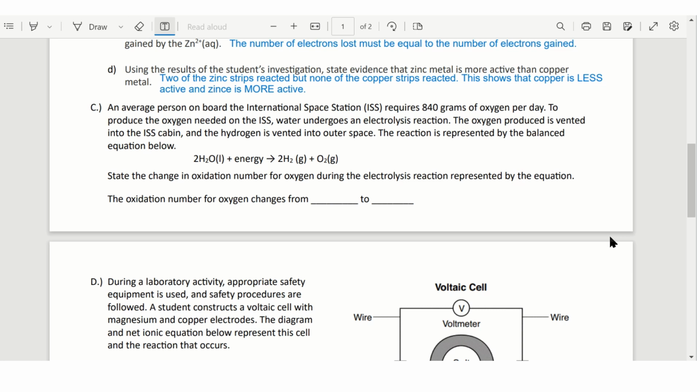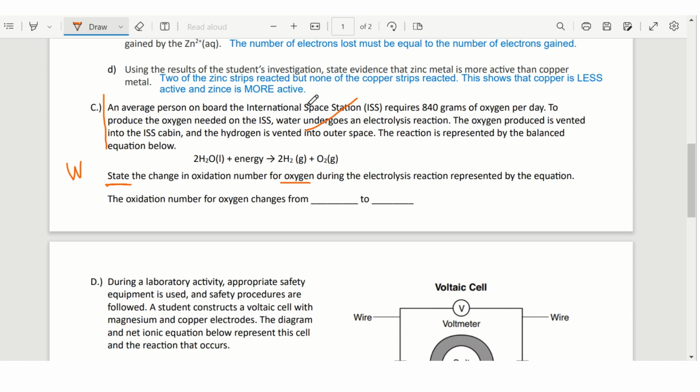employ most of the time in the exam. Look at all this reading. Skip, skip, skip, skip, go to the question. Now, this one says state. It's not a question word. Usually it's going to be what or how. But here's the question word. State the change in oxidation number for oxygen during the electrolysis reaction represented by the equation.